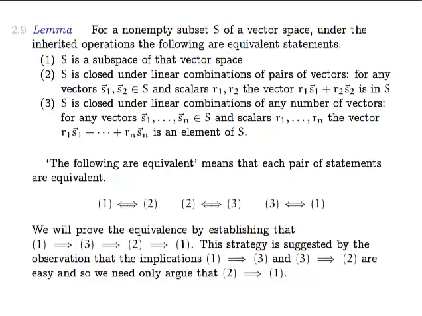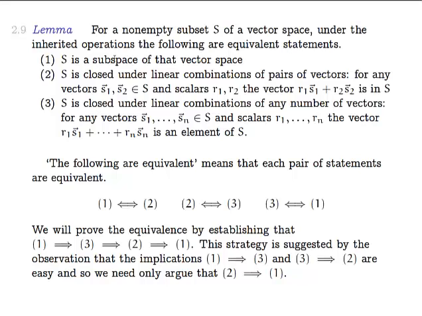This also shows, for instance, that 2 implies 3, because if 2 implies 1 and 1 implies 3, then certainly 2 implies 3. You could call that the transitive property. Okay? All right, now this strategy is suggested by the observation that 1 implies 3 and 3 implies 2 are easy. All right, why is 1 implies 3 easy?